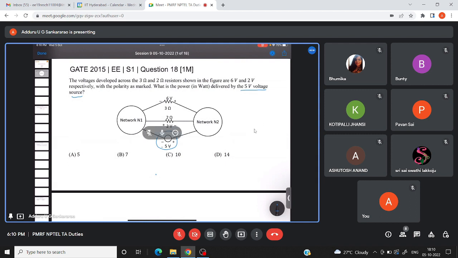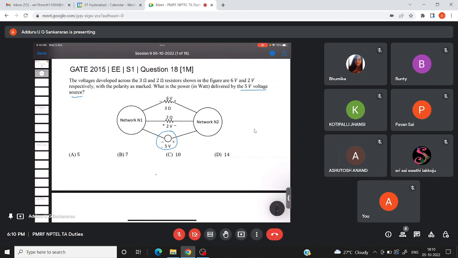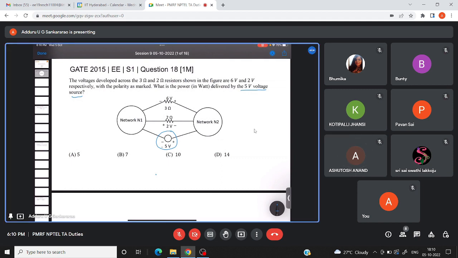Please confirm, you can hear me, right? Since I joined with mobile net, I'm not sure whether the screen is visible. Okay, fine. Okay, thank you. Now we need to find out what is the power delivered by this source.